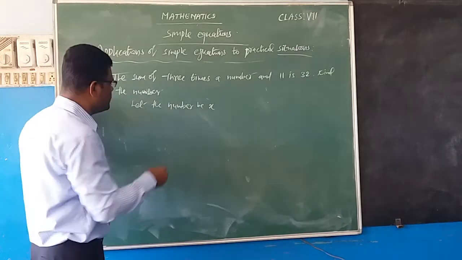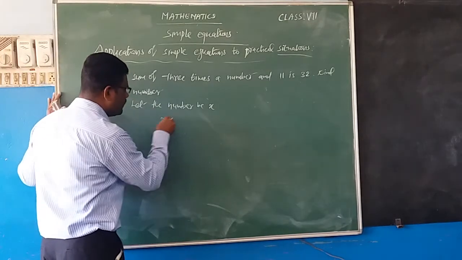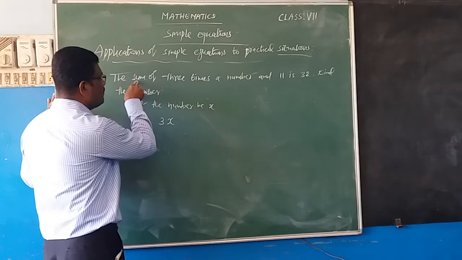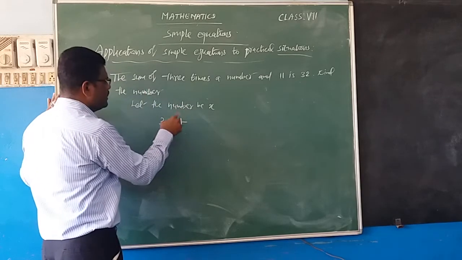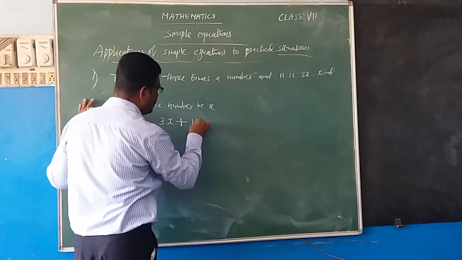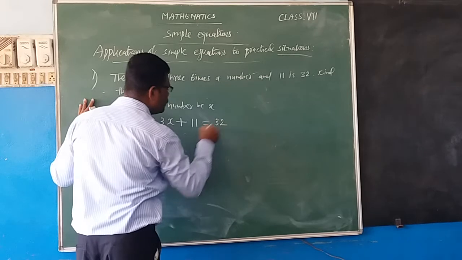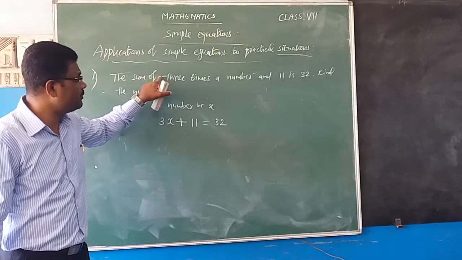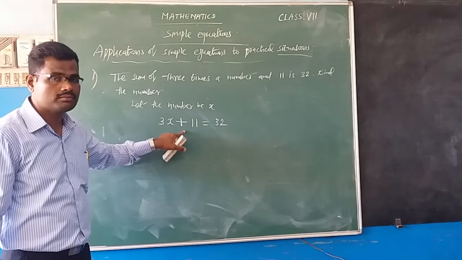3 times a number means 3x. Sum of 3 times a number and 11 gives 32. This is the equation. According to the statement, we need to write the equation first.